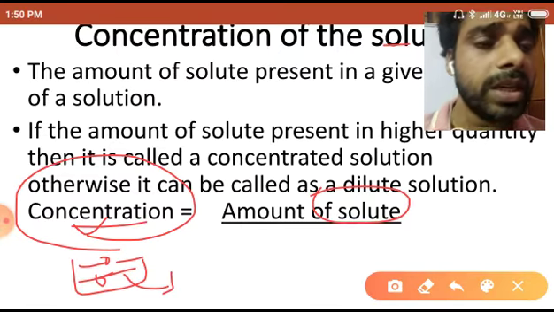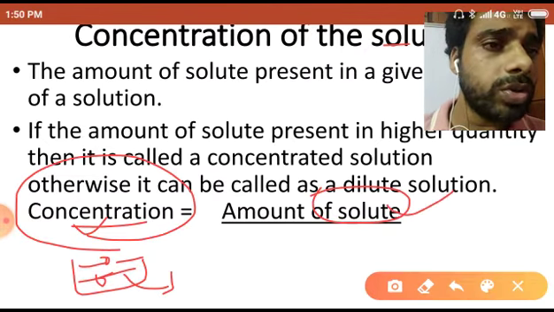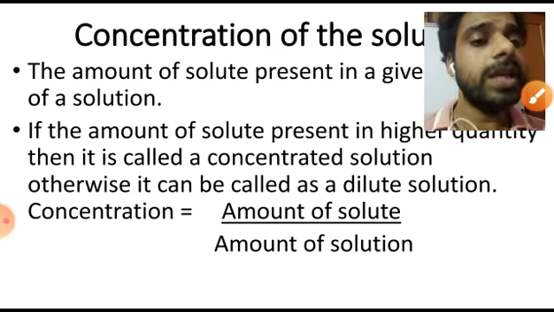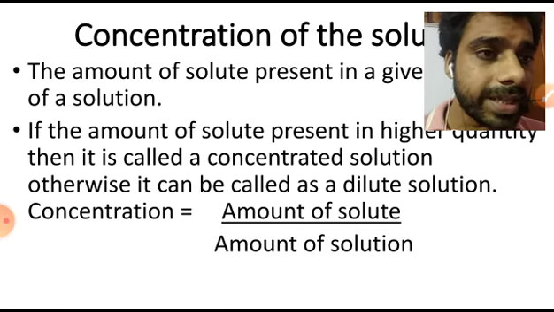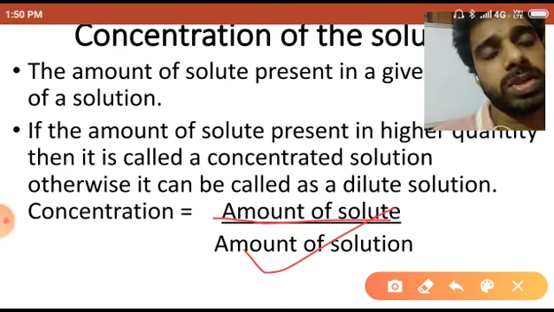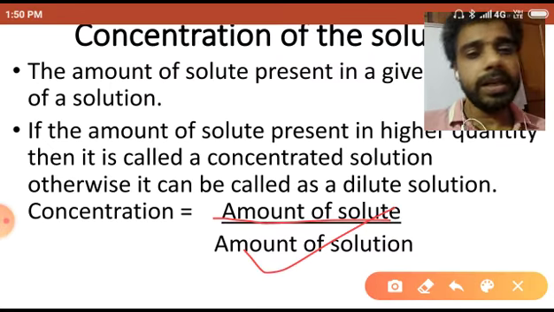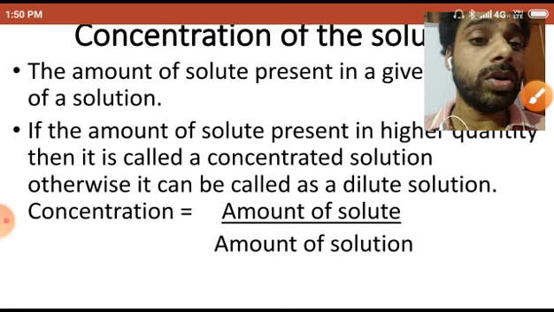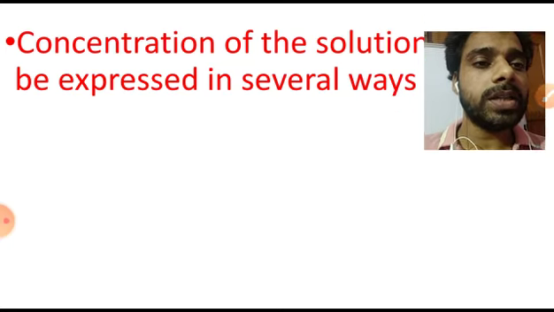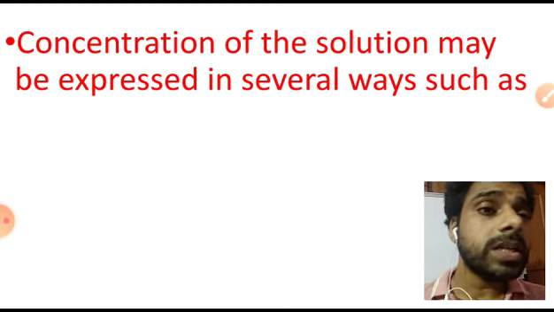So what would be the formula of concentration? Concentration is equal to the amount of solute upon the amount of solution. Whenever I tell you in some numerical to find the concentration, concentration means amount of solute upon amount of solution. Next, how can we express the concentration of the solution?